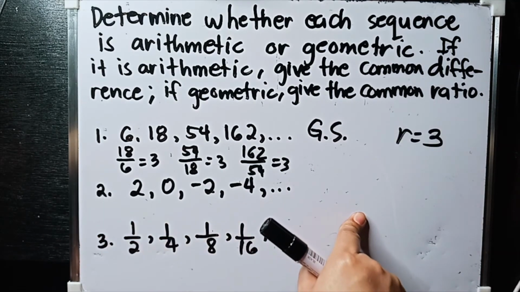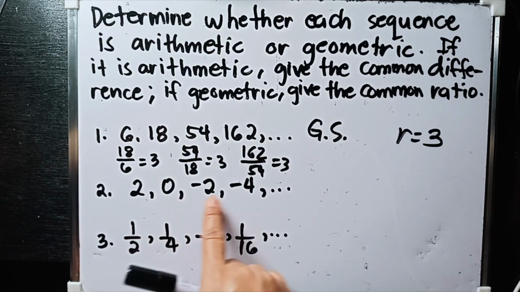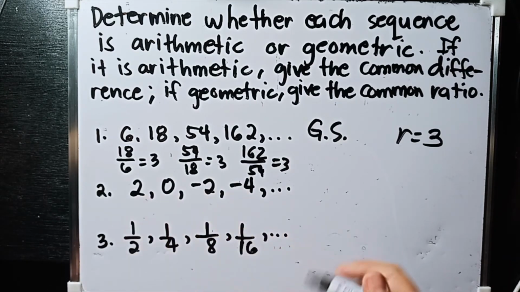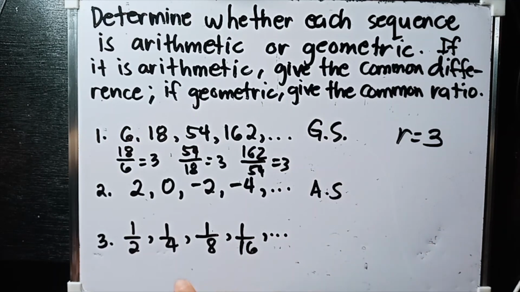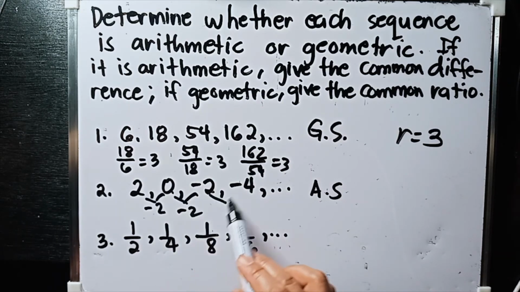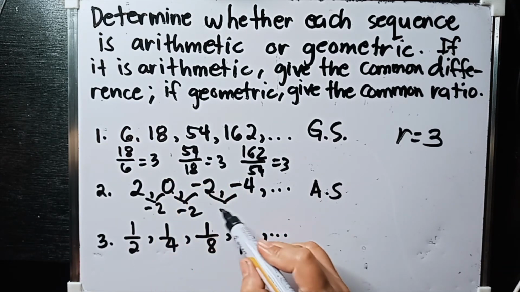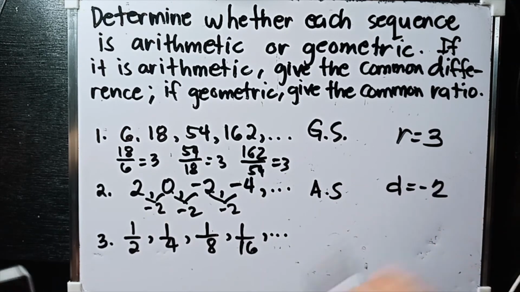How about for number 2? 2, 0, negative 2, negative 4. So, this will actually fall into arithmetic sequence. Why? If we're going to subtract 0 minus 2 is negative 2. Negative 2 minus 0 is negative 2. Negative 4 minus negative 2 is negative 2. That's why the common difference is negative 2.